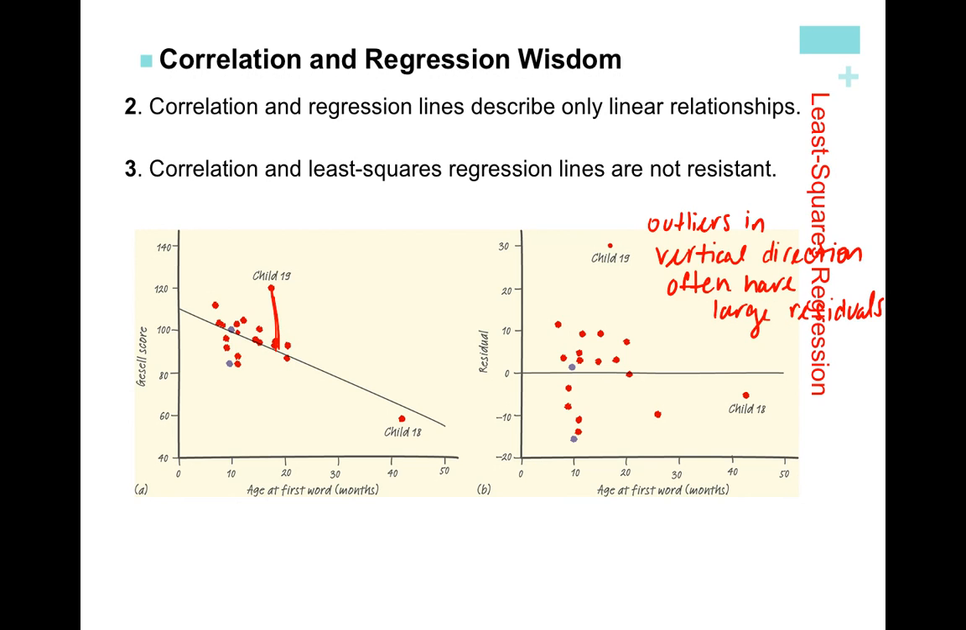However, outliers in the horizontal direction, they often pull the least squares regression line towards them. So over here on the left, you can see that this is really influencing the least squares regression line to have a steeper negative slope here to pull it towards child 18. So outliers in the horizontal direction often have small residuals because the line is pulled towards them.